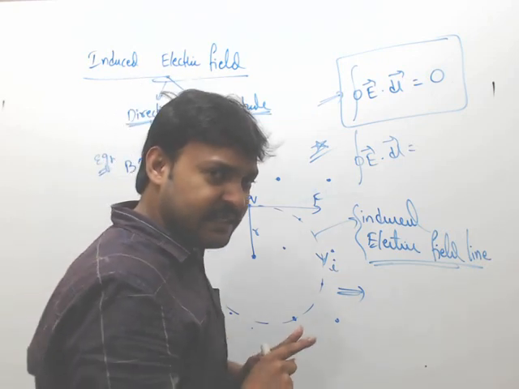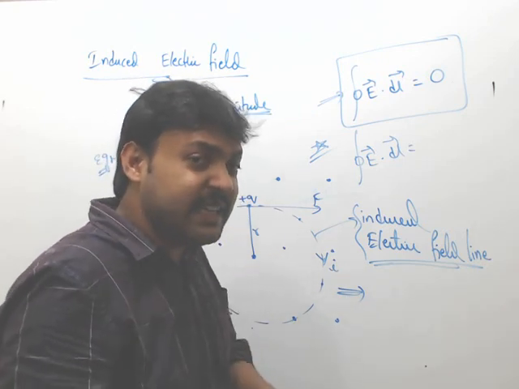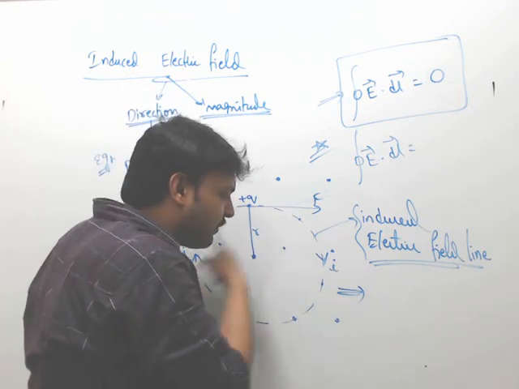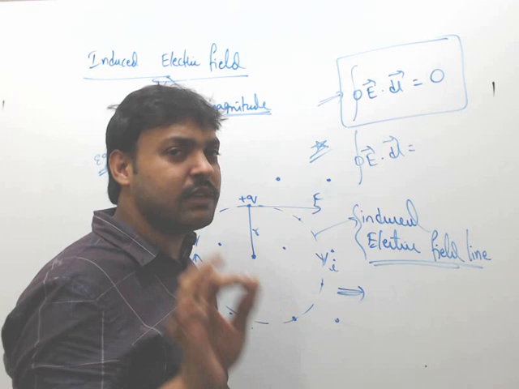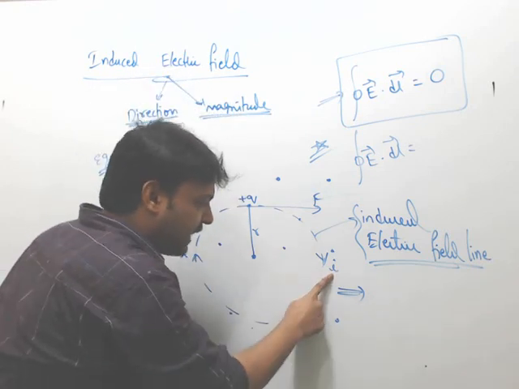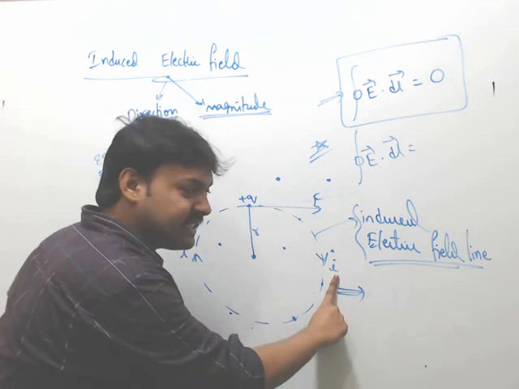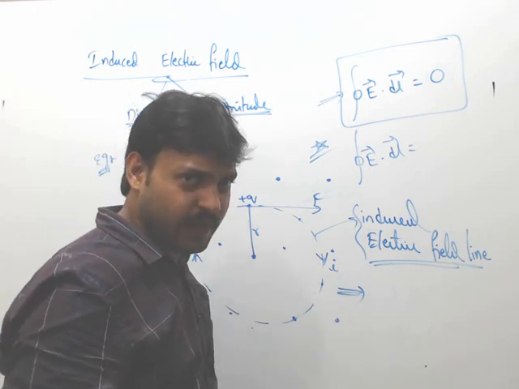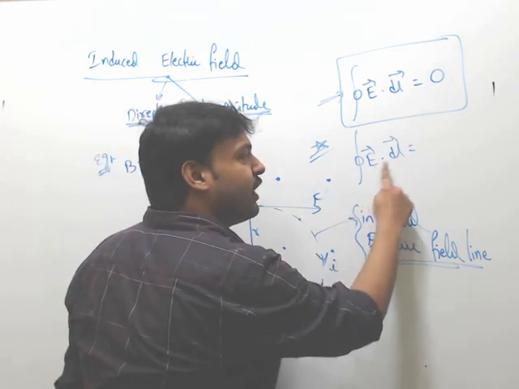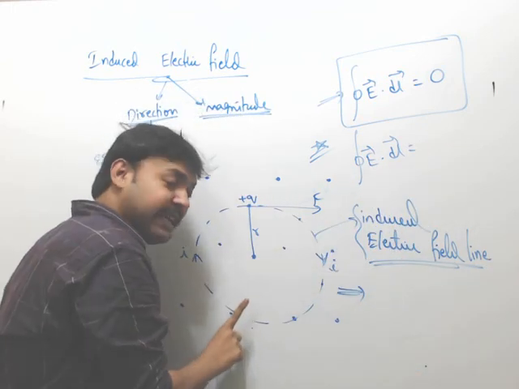If current is there, induced EMF will be there. Current is there in the sense what? The charged particle is moving. If the charged particle is moving, current will be generated. We know I equals Q by T. Now the charged particle is moving, so current will be generated. If current is there, induced EMF will be there, due to the line integral of E bar dot dl bar.